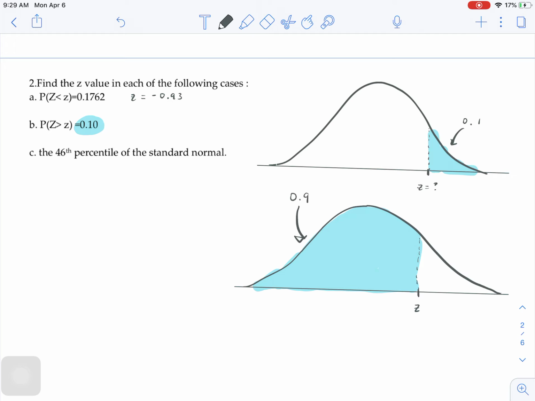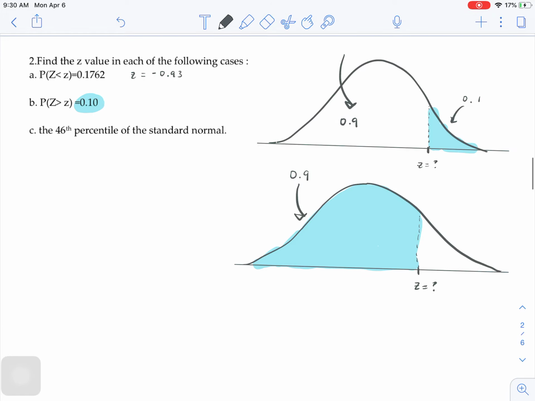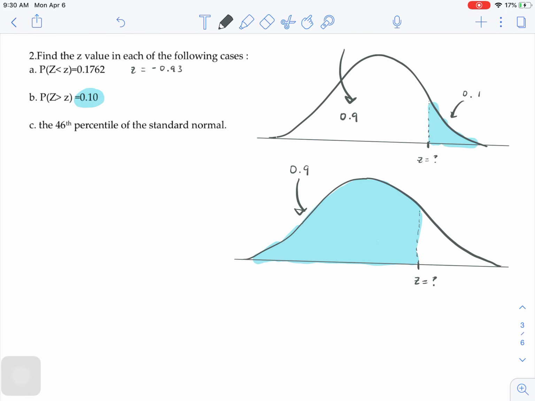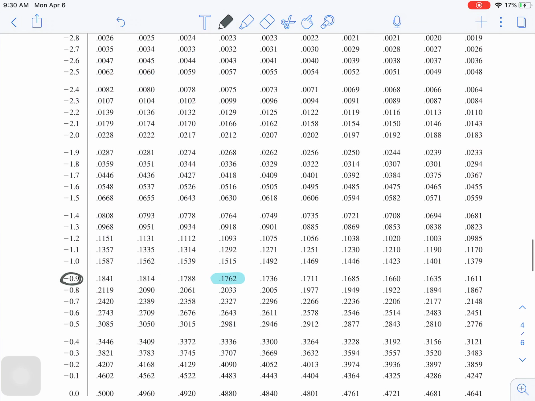In other words, for my z-value, having an area to the right of 0.1 is the same thing as having an area to the left of 0.9, right? Because 1 minus 0.1 is 0.9. So if the area to the right is 0.1, area to the left is 0.9. So now I can find the z-value corresponding to an area to the left of 0.9.